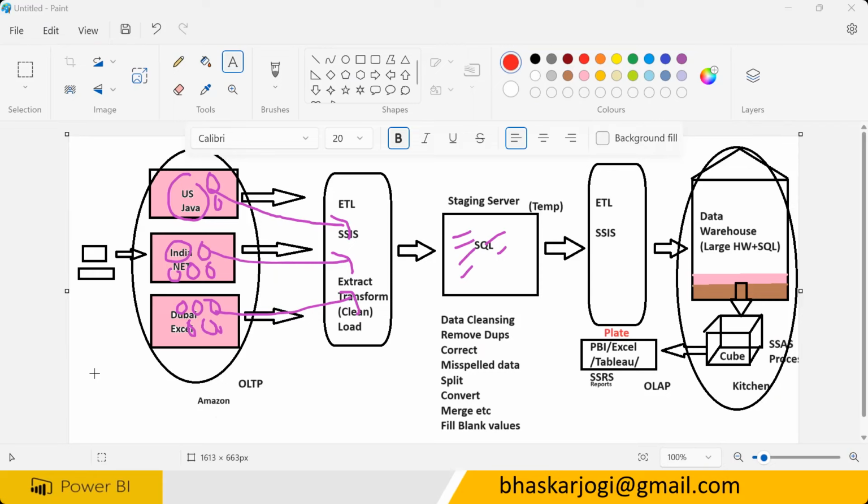So you may use SQL. For example, Dubai data may be coming from SQL here. So I'm using SQL here. It may be SQL data coming from here. So same data, whether it is Java data, .NET data, SQL data, Excel data, the only tool given by Microsoft is SSIS. You may use any other tool, Informatica or DataStage like that. Am I clear?